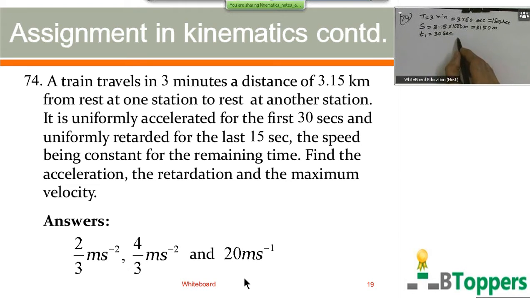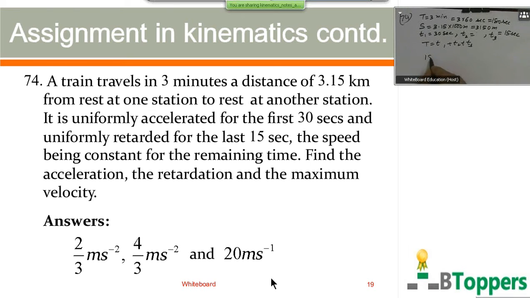That is equal to 30 seconds. Let T2 be the time for which it moves with uniform velocity, which is not given directly. Let T3 denote the time interval during which it moves with uniform retardation for the last part of the journey. T3 is given as 15 seconds. So the total time of journey you can write as T1 plus T2 plus T3.